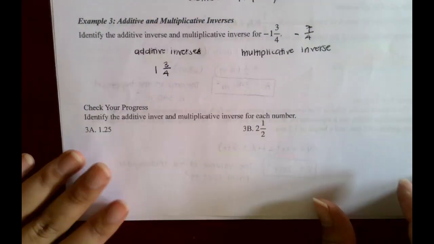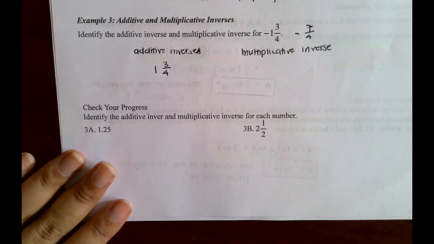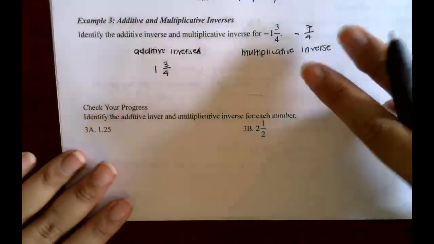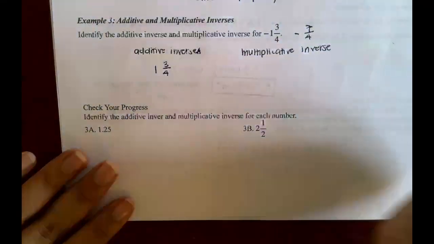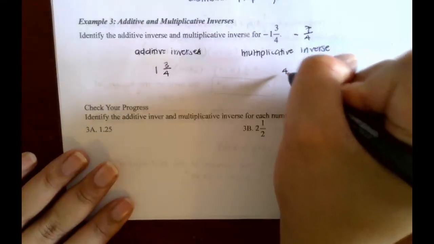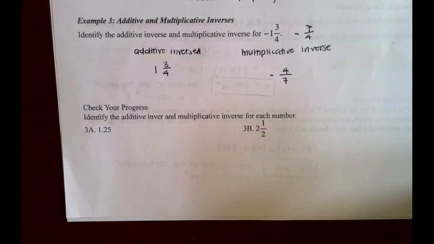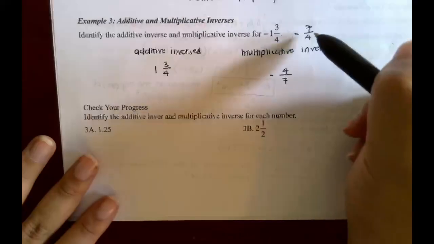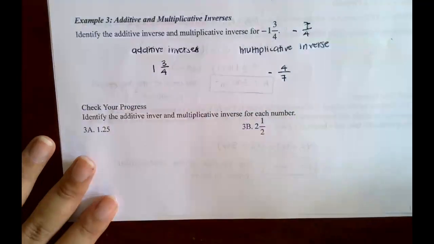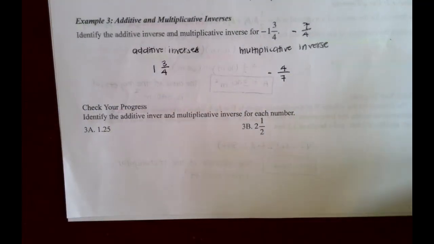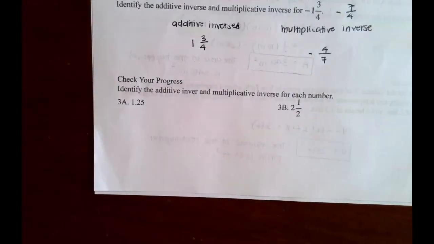So the multiplicative inverse, I want it to cancel out. So how I cancel it out, I just do the reciprocal. So all I do is flip the 7 and the 4. So now the 4 goes on top, the 7 goes on bottom. It's going to stay the same sign. Okay? So that's it. The multiplicative inverse is negative 4 sevenths. Negative 7 fourths times negative 4 sevenths would equal 1. Okay? There you go. Okay, so here you're going to try out 3A and 3B and then check your answer.